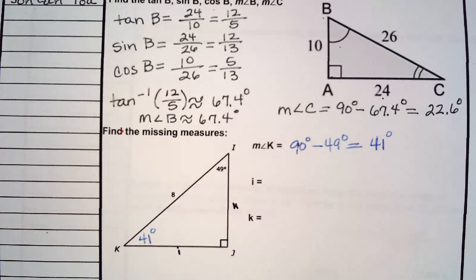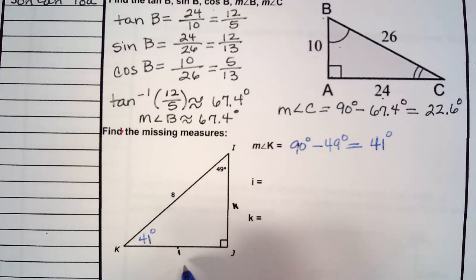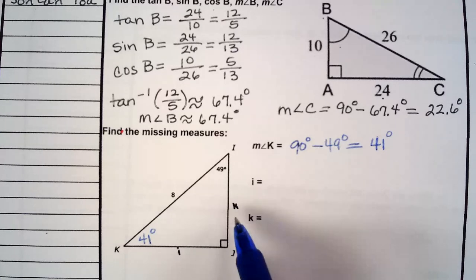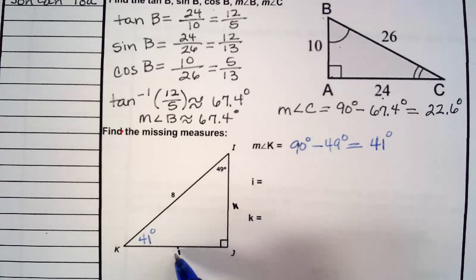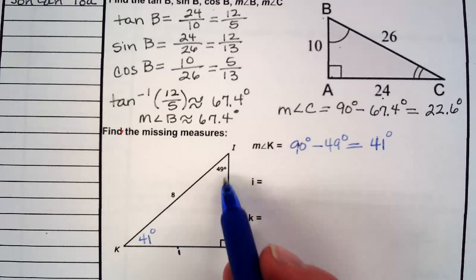Okay, now to find the length of i, I can use either sine or tangent. Both of them use the opposite side from 49. If I want to use 41, I can use the cosine or tangent. If I'm looking again, I realize I can't use tangent because I only know one of the two legs. That means I've got to use either the sine of 49 or the cosine of 41. I'm going to use the sine of 49.